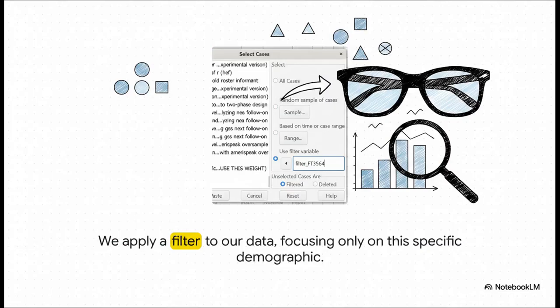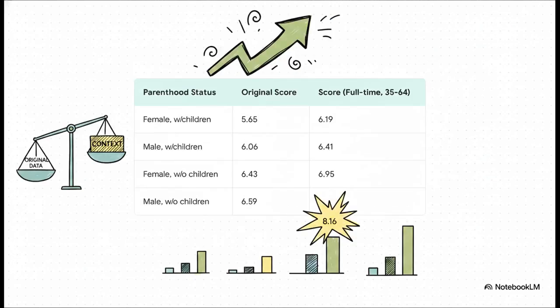And doing this is actually super easy in the software. We just go in and tell it to temporarily ignore everyone who doesn't fit our criteria. It's kind of like putting on a special pair of glasses that only lets you see the specific part of the data you're interested in. Okay, here we go. We run the exact same ANOVA, but just on our new focused group.